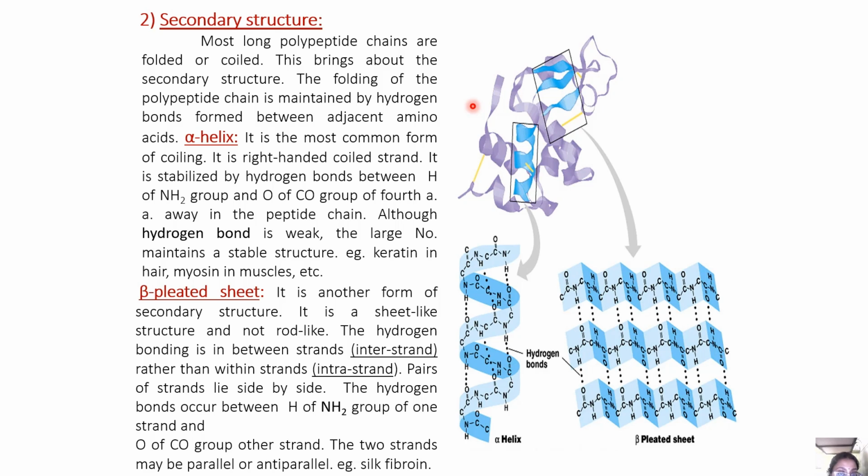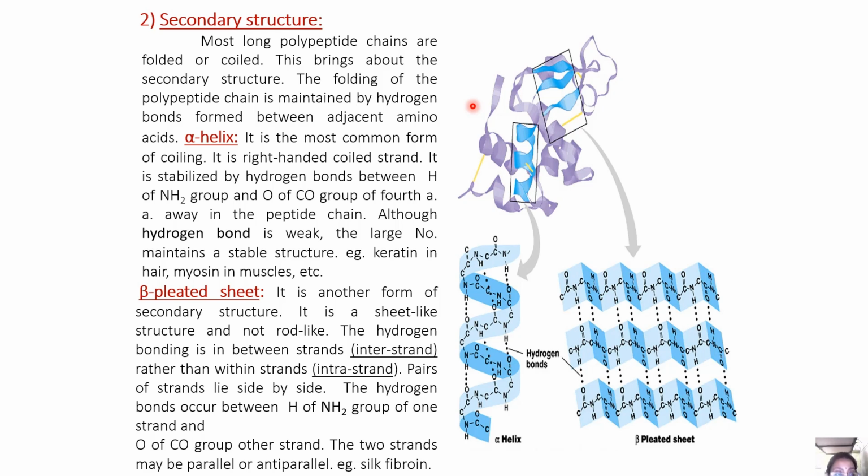It is a right-handed coil strand. It is stabilized by hydrogen bonds between the H of the NH group and the O of the CO group of the 4th amino acid away in the peptide chain. Although a hydrogen bond is weak, the large number of them maintains a stable structure. For example, keratin in hair, myosin in muscles, etc.